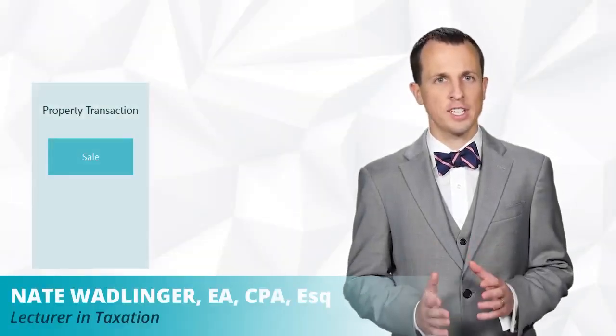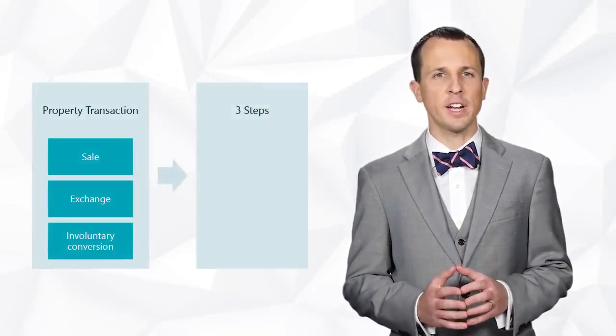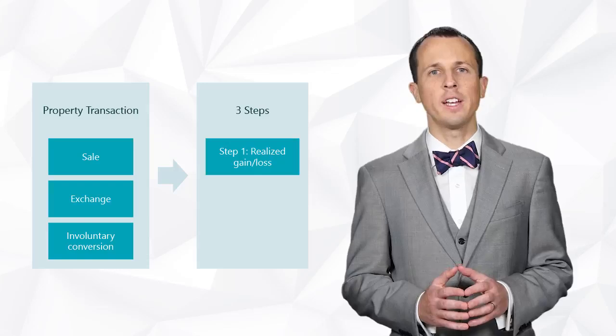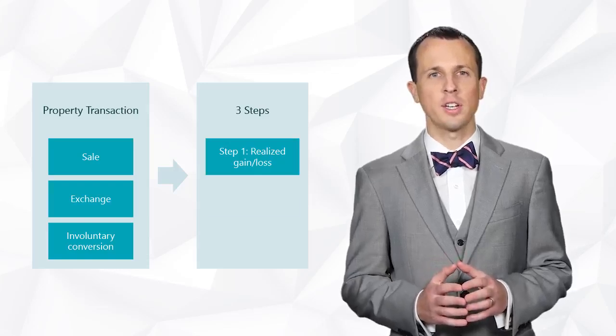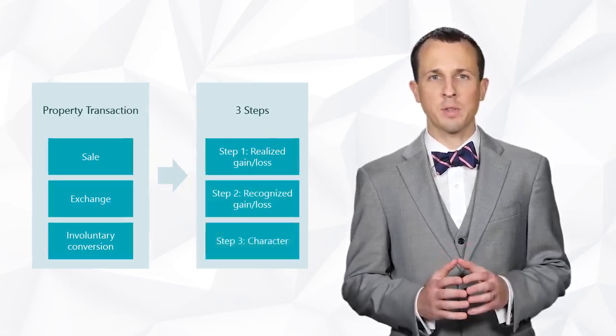Whenever we have a transaction involving property, such as a sale, exchange, or involuntary conversion of property, there are three steps to consider in this order. Step 1, calculate the realized gain or loss. Step 2, determine the recognized gain or loss. And Step 3, determine the character.